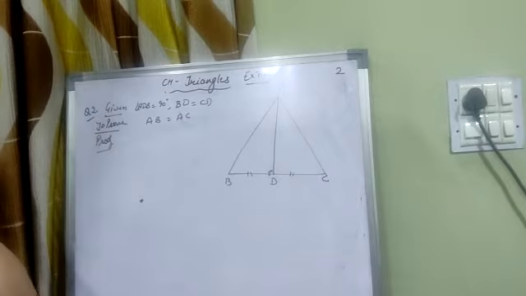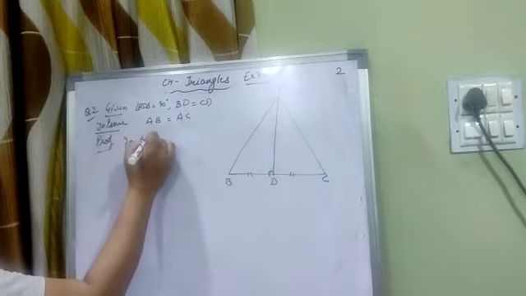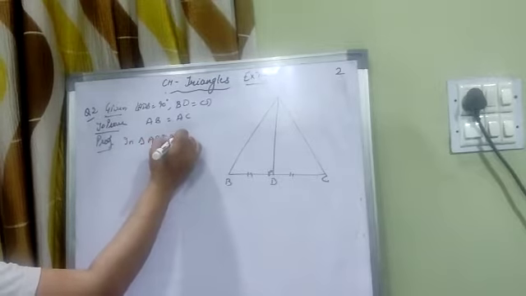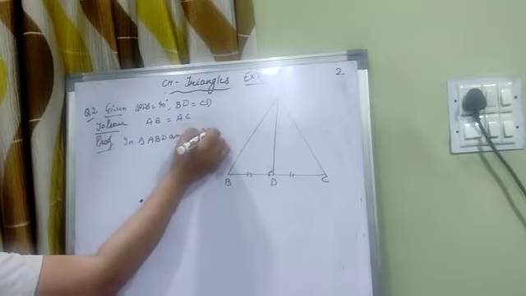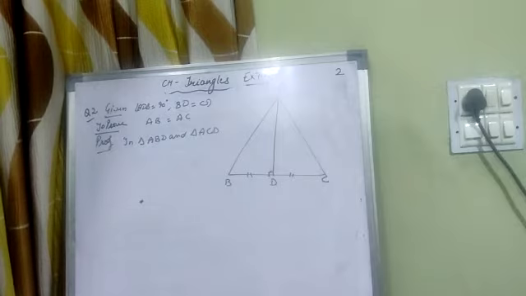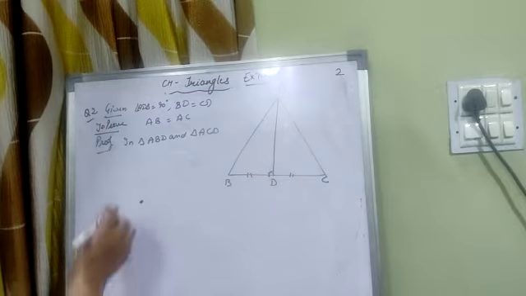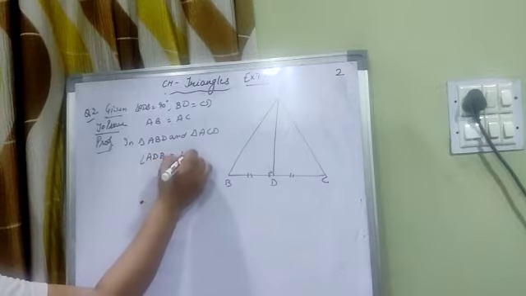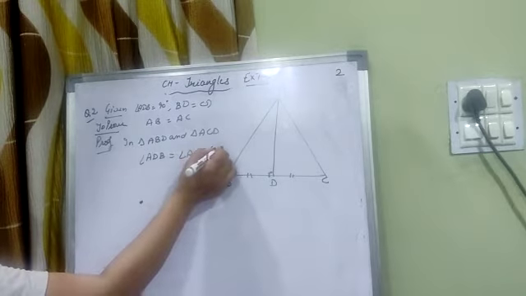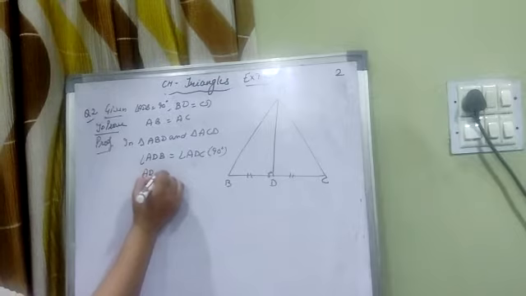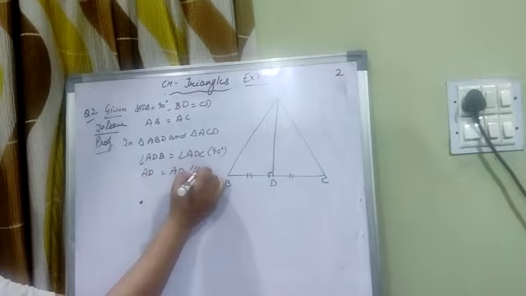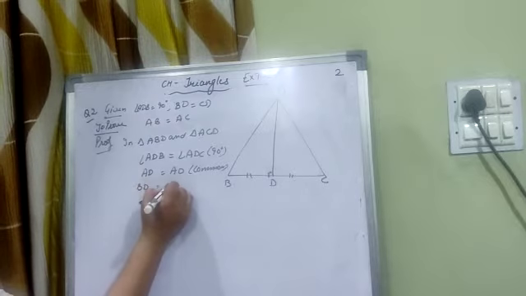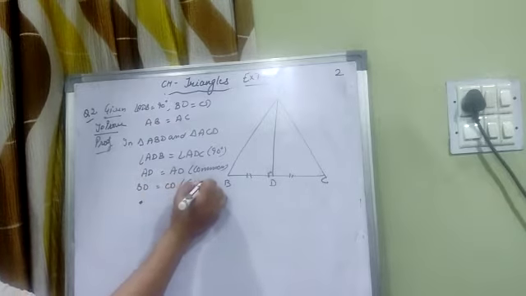So let us start the proof. We will take triangles ABD and triangle ACD. Clear? Here the first condition is angle ADB is equal to ADC, 90 degrees. Second condition, AD is equal to AD, common. And the third condition is BD equal to CD, again given.